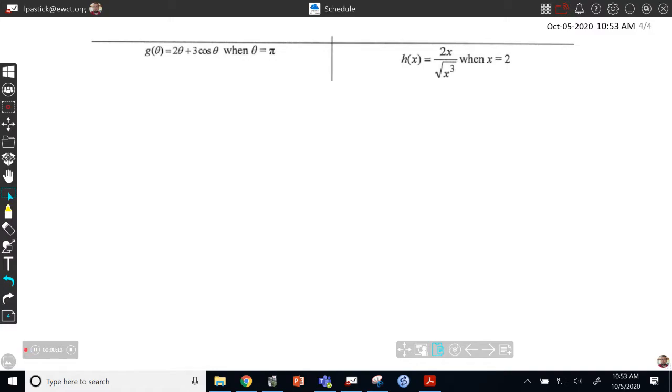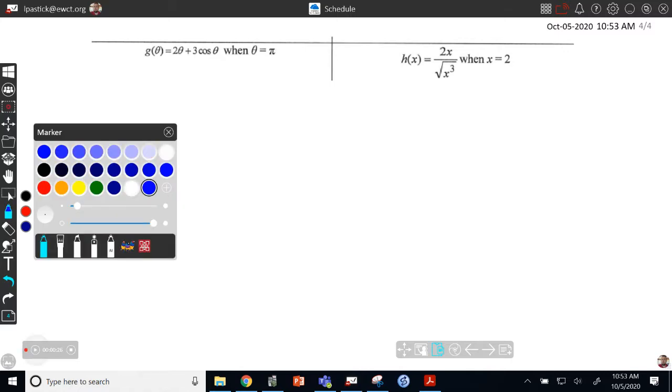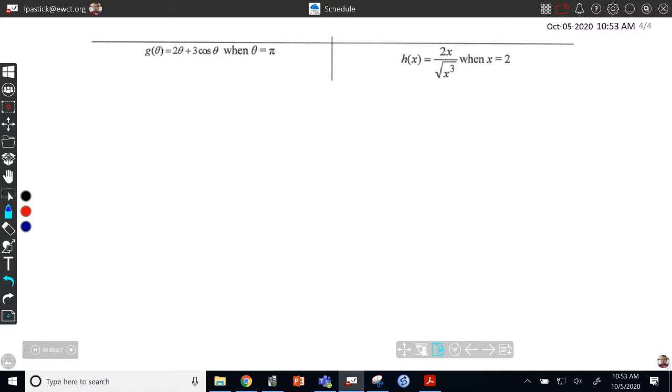In this video we are going to find the equation for tangent lines for two specific functions, and this is basically going to be a little bit of practice finding derivatives of sinusoidal and polynomial type functions. So without further ado, let's find the tangent line for g of theta equals 2 theta plus 3 cosine theta.